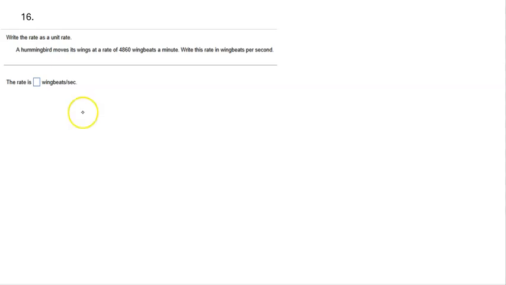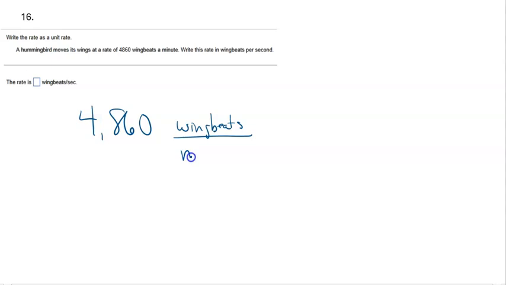The hummingbird moves its wings at, again, let's write down exactly what we have. We have 4,860 wing beats a minute. That's like saying per minute. Now, remember, it's a unit rate, so if you would like to put that 1 in the denominator, you most certainly can. That kind of helps me feel a little bit better about my ratio of what's happening. There it is. Right, it is a unit rate.